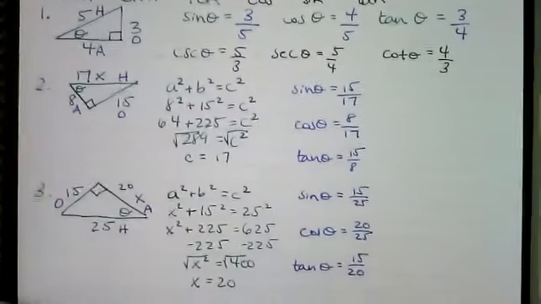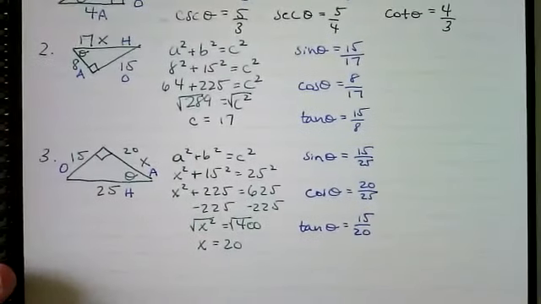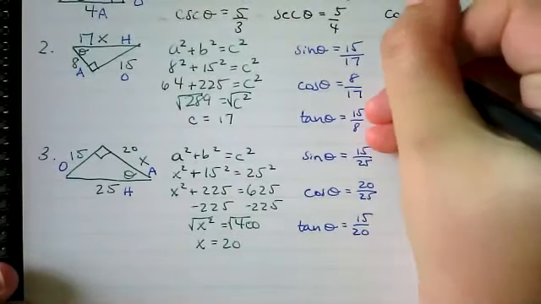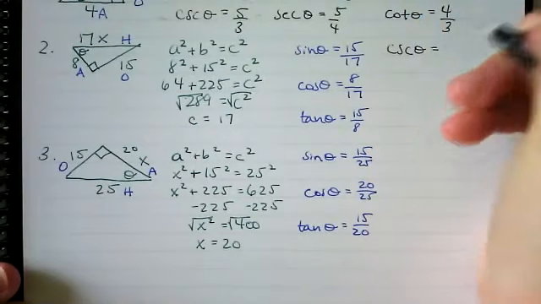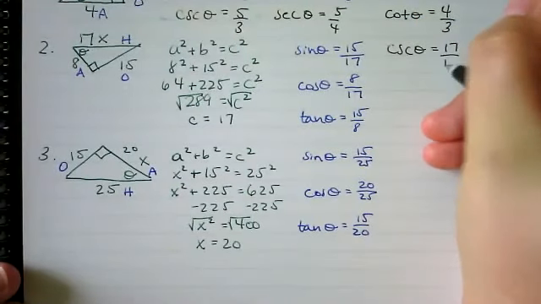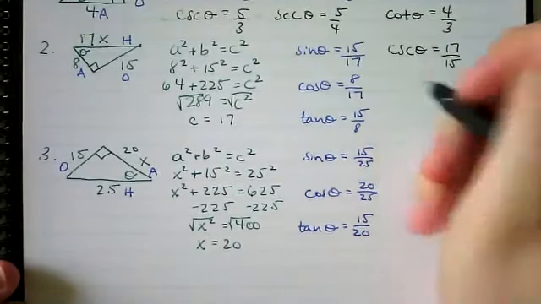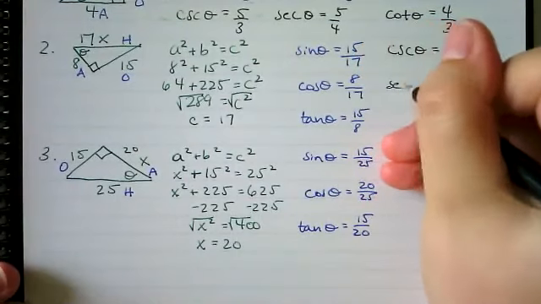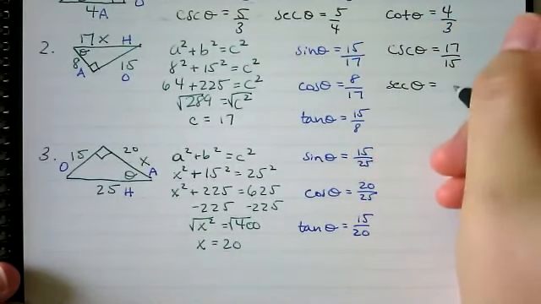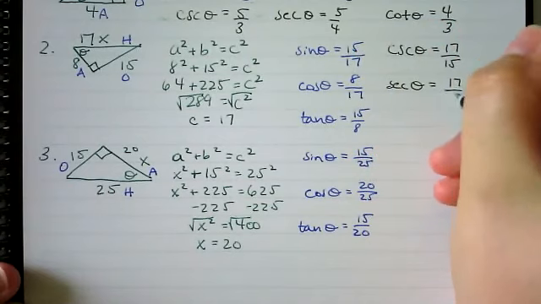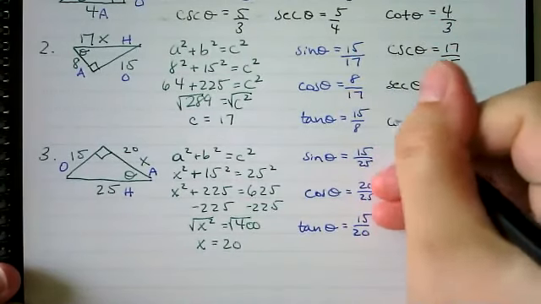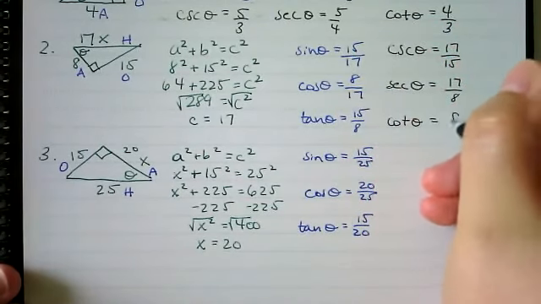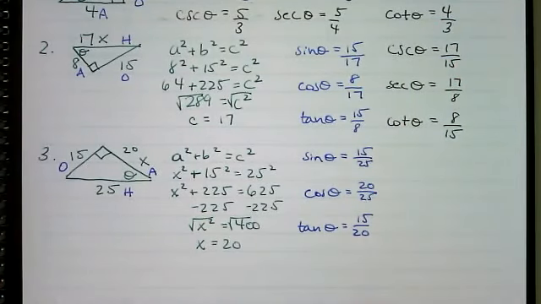So for number 2, we're doing the same thing again. Sine goes with cosecant, and then I just flip the fraction and I get 17/15. And then for cosine, cosine goes with secant. So secant equals 17/8. Tangent goes with cotangent. Cotangent is equal to 8/15. And we're done with that question. Okay, so again, super easy.